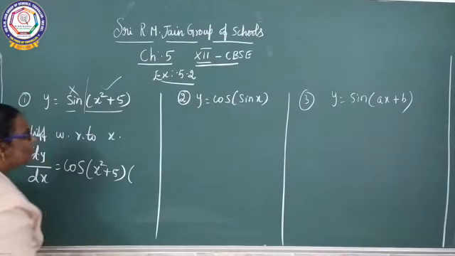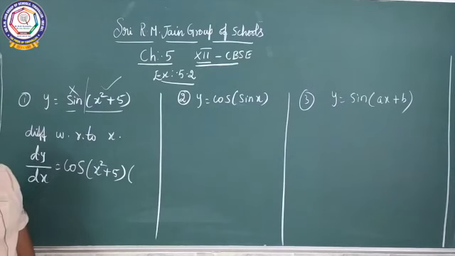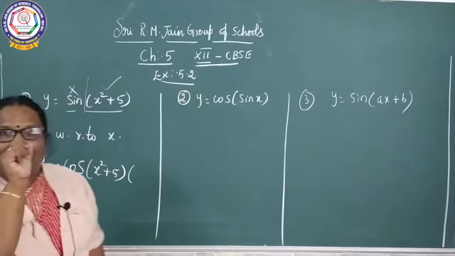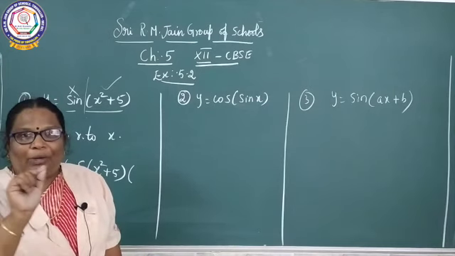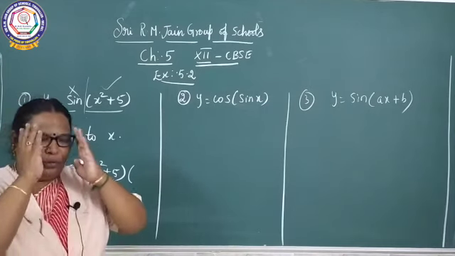Now you differentiate x square. You will think of the x power n formula. What is the x power n formula? n into x power n minus 1. You don't go to so much depth.